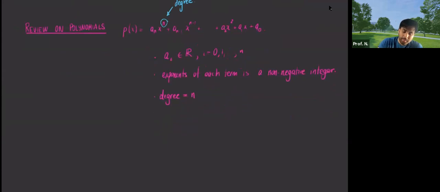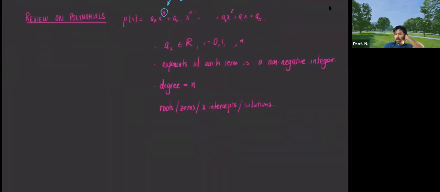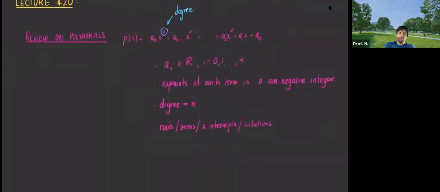And what we're interested in polynomials particularly are finding the roots, right? We like finding the roots, or also known as the zeros, or also known as the x-intercepts, or also known as the solutions, right? These all are essentially the same thing: roots, zeros, x-intercepts, solutions, right? And that's what we care about when we talk about polynomials.